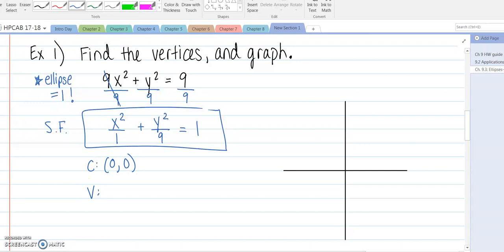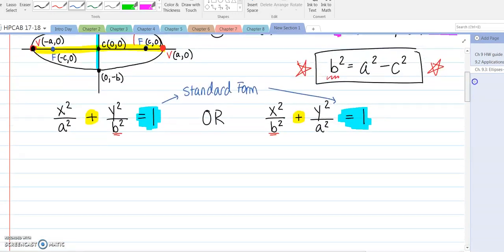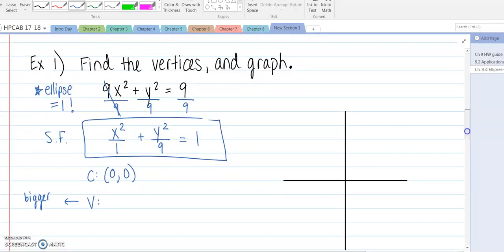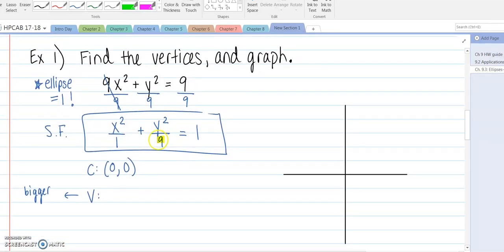My vertices. So the vertices, you're looking for the bigger number. But remember the equation, those numbers are always squared already. So to get just A or just B, which are your distances, you're going to have to square root those numbers. So for example here, I'm going to look at the bigger number, and I'm going to say, all right, that's A, but it's the square root of that, so A is going to be 3. And since it's below the y variable, it's going to move in the y direction.